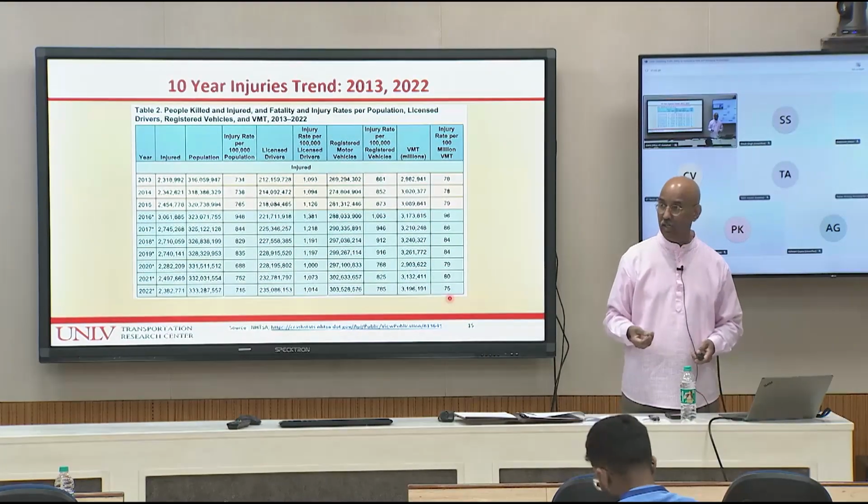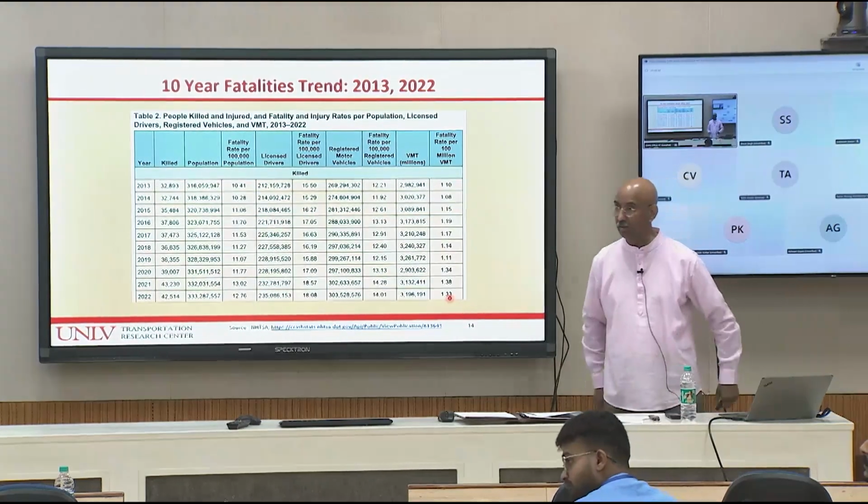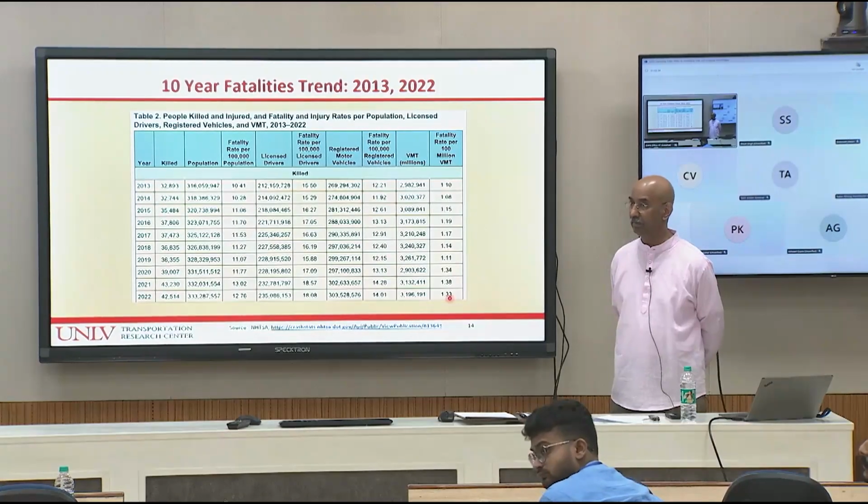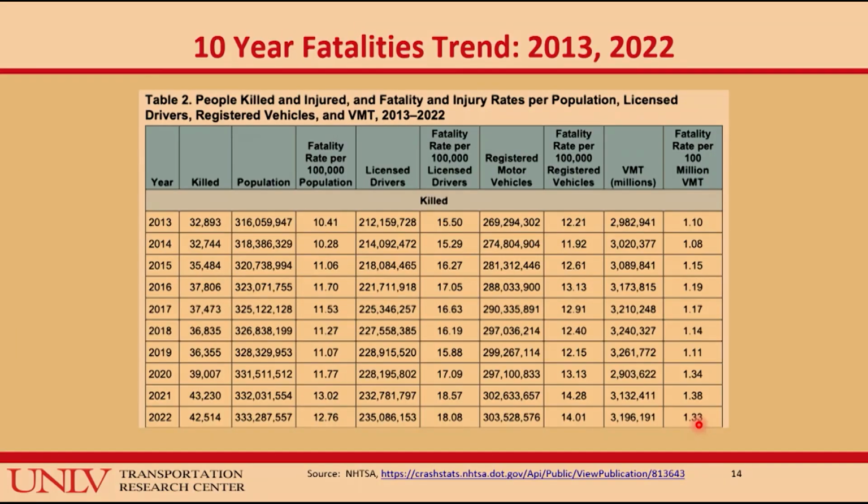The next one, yes? VMT, if it gives vehicle miles or kilometers for the entire city, how does it relate to a particular location or intersection? For an intersection, vehicle kilometers or vehicle miles is not the right measure. It is the ADT, or the number of people traveling. So these are gross measures.